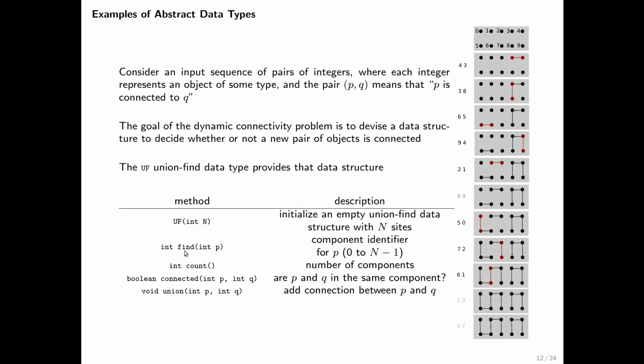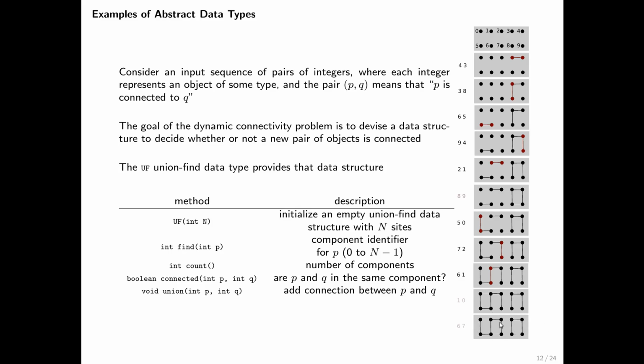And then we can figure out the component identifier of a given site. A component identifier is basically a number between 0 and n minus 1. It tells me which island this site P belongs to. Now here at this level where there are no connections, every site is its own island. So if I say find of 4, I'm going to get 4 back because 4 is its own island. Whereas here, once all the inputs have been processed, there are 2 islands. So this is one component and this is one component.